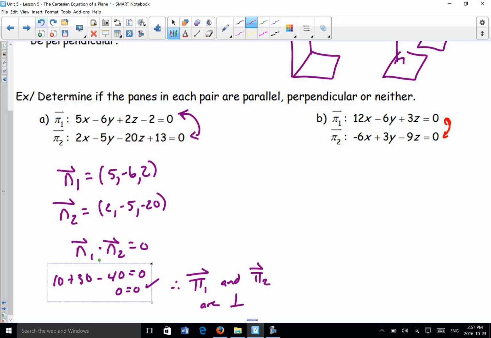So let's check our dot product again. 12 times negative 6 is negative 72. Negative 6 times 3 is negative 18. And 3 and negative 9 makes negative 27. And, well, obviously that does not equal 0. So these are neither parallel, they have no common multiple, nor are they perpendicular, because their dot product didn't come out to 0. Okay.